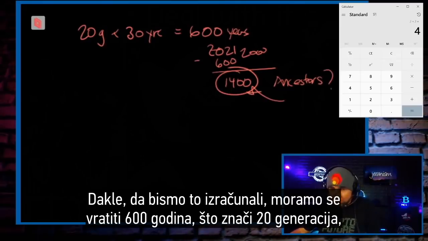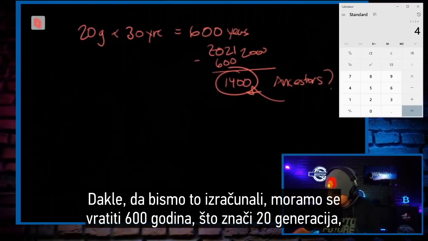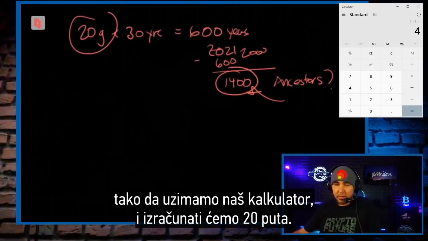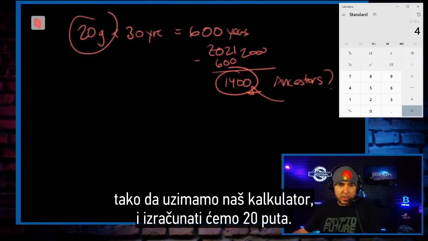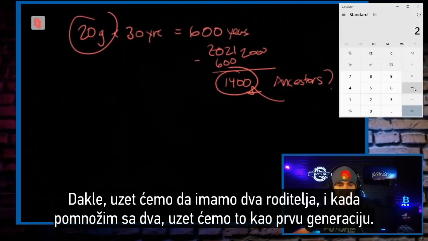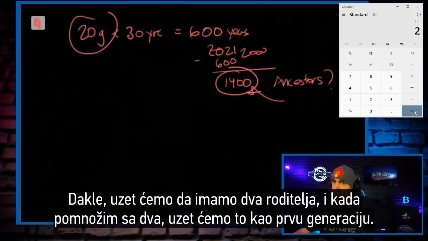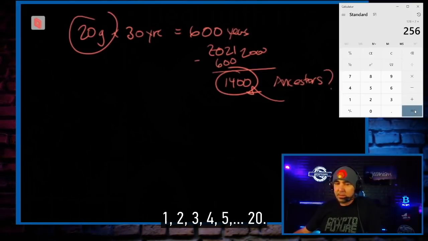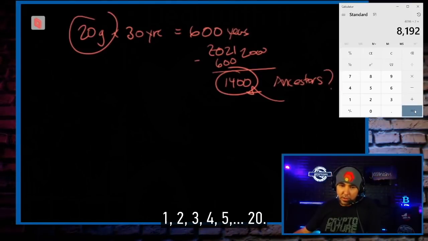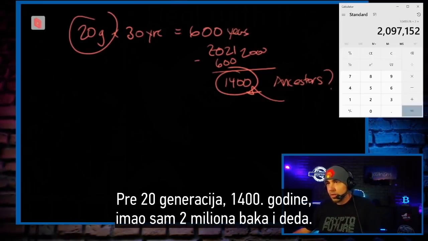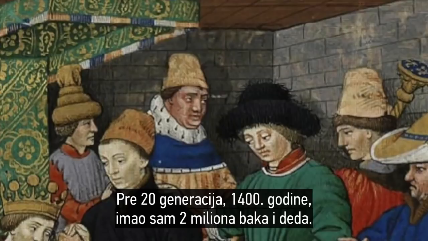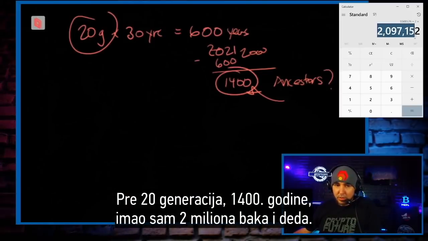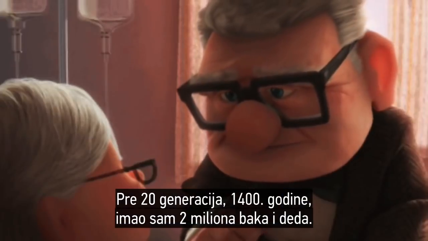So to get back there, we need to do 600 years, which means we need to do 20 generations. So we're going to go with our calculator here, and we're going to do the 20 times. So we're going to say we've got 2 parents, and we're going to times, when I hit 2 and I hit equal, we're going to count that as the first generation. 1, right? 2, 3, 4, 5, 6, 7, 8, 9, 10, 11, 12, 13, 14, 15, 16, 17, 18, 19, 20. Okay, 20 generations ago, in the year 1400, I had 2 million grandparents.